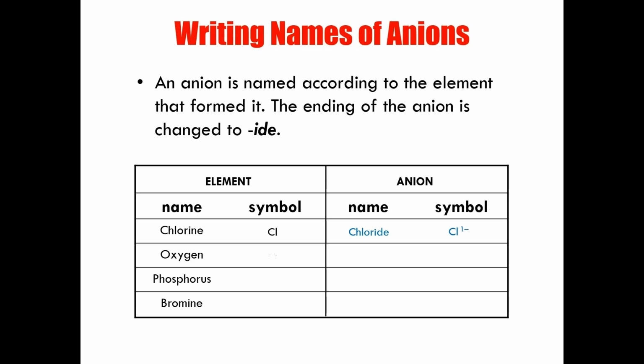The element oxygen has the element symbol O. Its anion is called oxide, and it is symbolized by O2 negative.